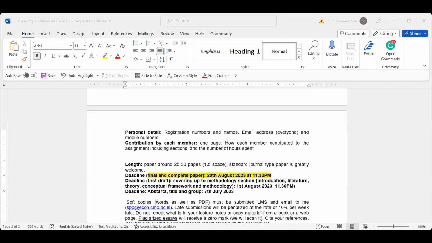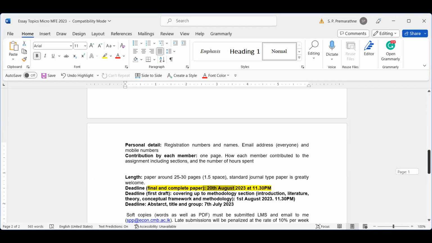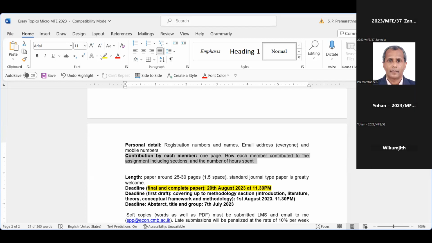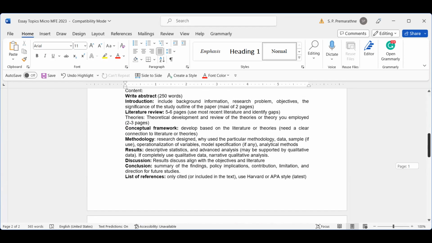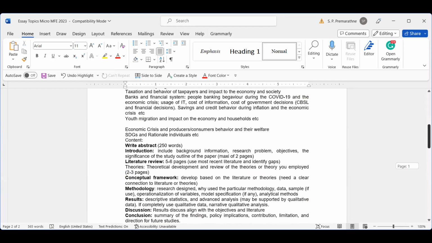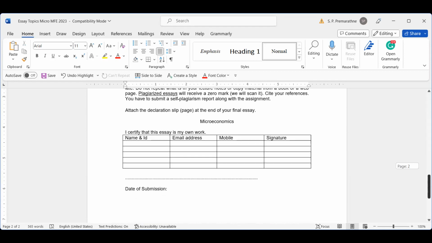I opened the assignment and today is the date time. So I hope you are aware. When you make the submission, I need the contribution of each member also. I want to see the information that you already have. Okay, that's about the assignment.